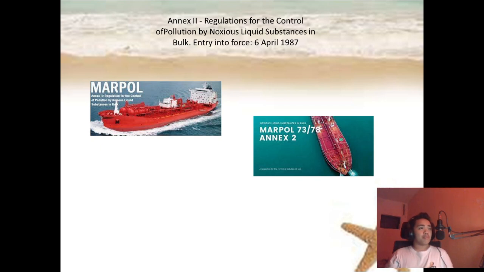6th of April 1987. So based on my understanding, Annex 2 is the Regulation for the Control of Pollution by Noxious Liquid Substances in Bulk. So what happened in there? As the bulk carrier travels with different types of chemicals, it may become a pollutant and may harm the environment.